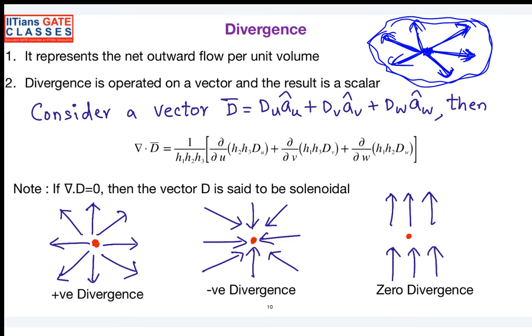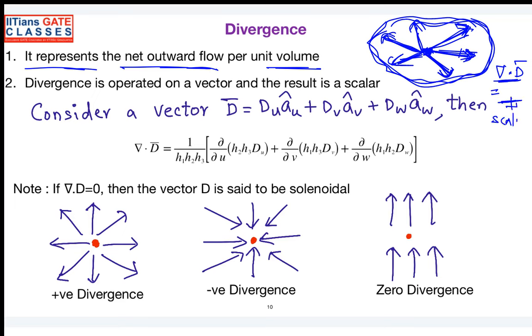Whenever you are applying a divergence, divergence is basically a dot product. When you apply a dot product, the input must be a vector, and since the dot product output is a scalar, the output of the divergence is a scalar. So the divergence is operated on a vector and the result is a scalar. Now let us consider something like this. Again, u, v, w represent the spatial variations irrespective of whether cylindrical, rectangular or spherical.